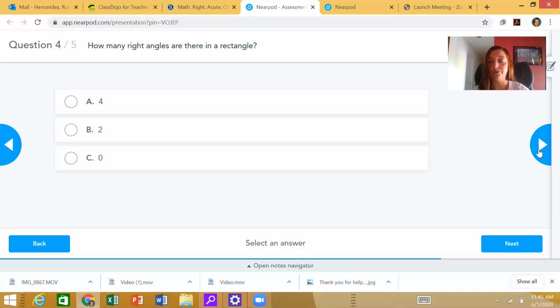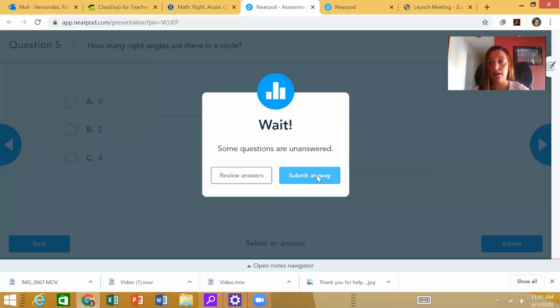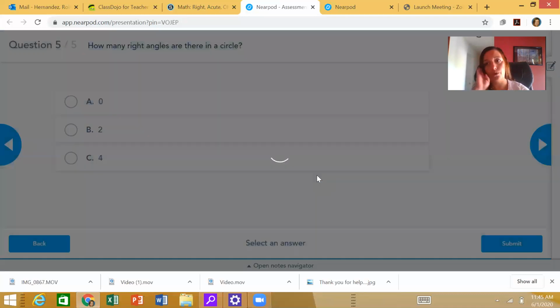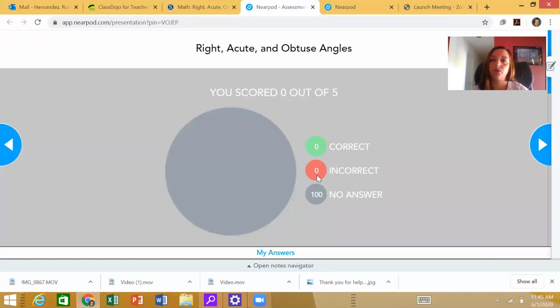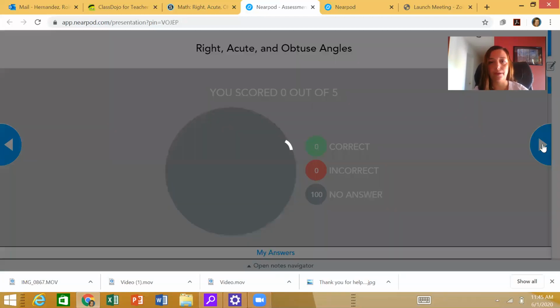How many right angles are there in a rectangle? 4, 2, or 0. How many right angles are there in a circle? 0, 2, or 4. And I'm submitting anyway. You're going to make sure you answer all the questions. And it's going to give you a score, how many you scored out of 5. Obviously, I got 0 because I didn't answer any of them.